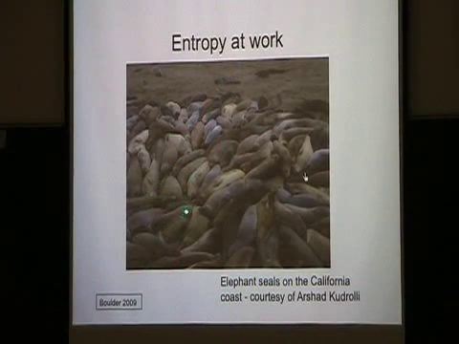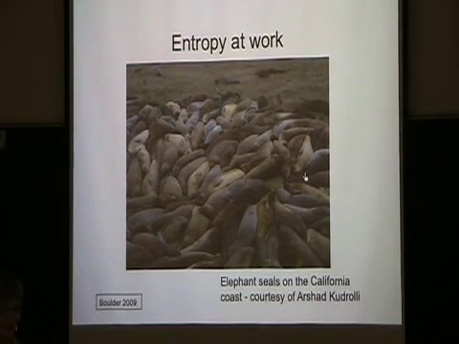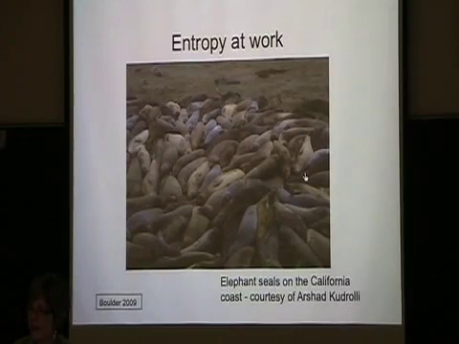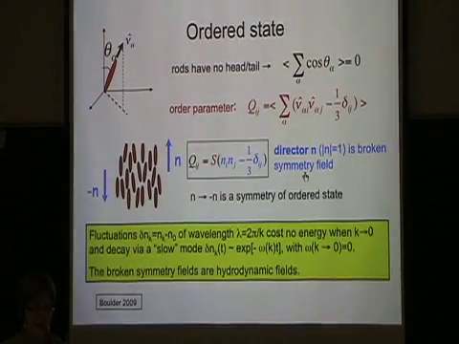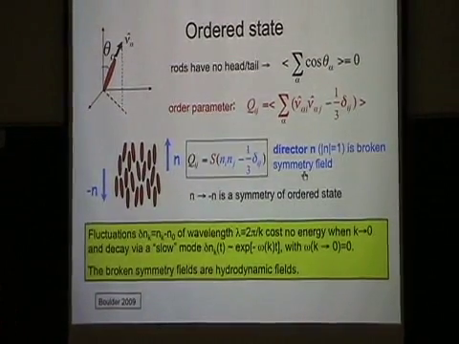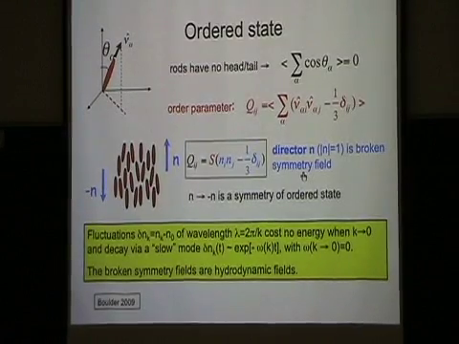That's why the transition occurs. This is actually a photograph taken by Arshad Kudroli of Clark University, and this shows you why you get a nematic if you put enough rod-like objects on a plane. And it's entropy. But why should there be a slow field associated with such a transition?